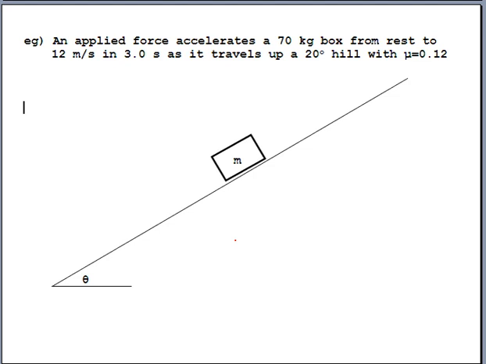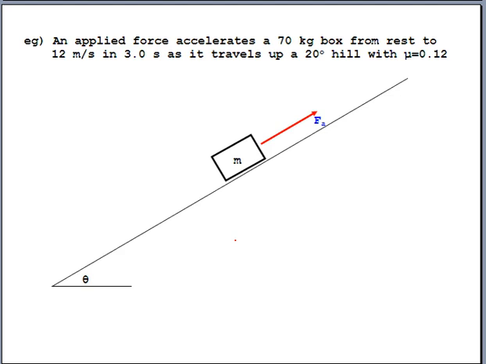Here it is. An applied force accelerates a 70 kilogram box from rest up to 12 meters per second, and it does it pretty quickly, in 3 seconds, as it travels up this 20-degree hill that's got some stickiness to it. Coefficient of sliding friction is 0.12. We have to have a pretty impressive applied force here. It's not okay for it to just equal friction. For one thing, it's also fighting the hill. It's going to be fighting that mg sine theta. And we don't want a tie. We actually want the applied force to win that battle against friction and the slippery part of gravity because we want it to accelerate.